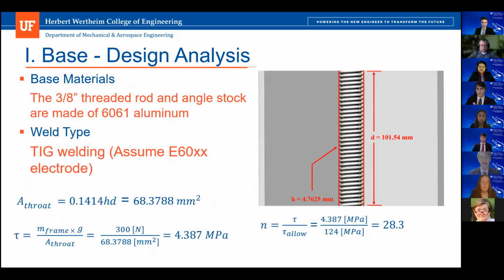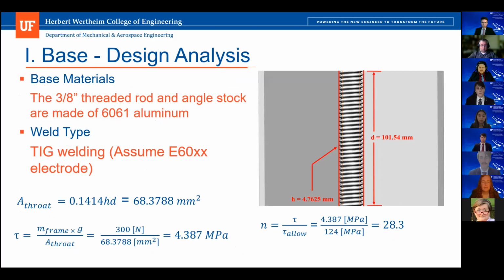So there are 2 welds present in the base subsystem, but the weld that is of the greatest importance is obviously the one connecting the threaded rod to the angle stock. The other one is the 10 gauge plate, and that one only supports the weight of the motor, so we are neglecting that for now.